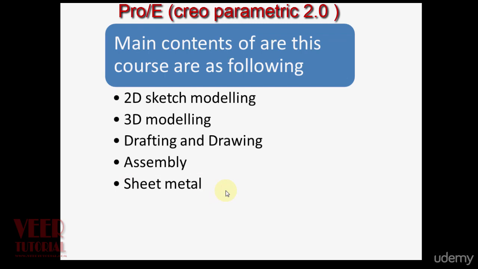Sheet metal is usually used to create sheets of material. In the sheet metal part, you will learn how to create bending or ribs, bending, flatten, quilt like commands.